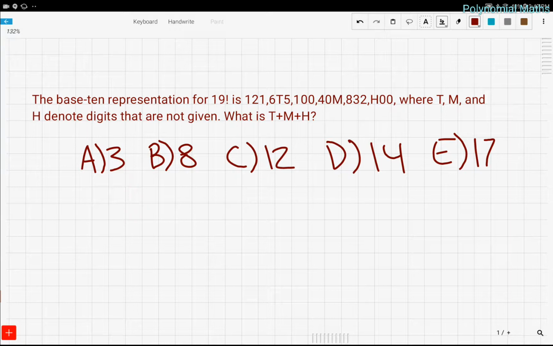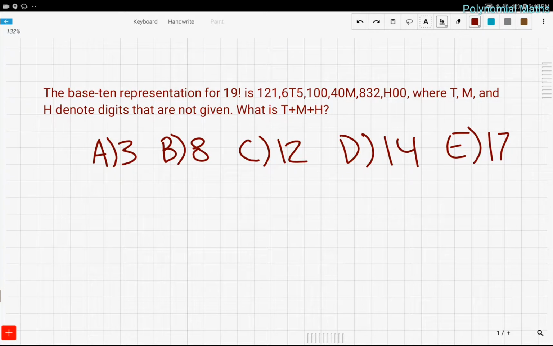The problem asks: the base 10 representation for 19 factorial is 121-6T5-100-40M-832H00, where T, M, and H denote digits that are not given. What is T plus M plus H? We're given 5 answer choices: 3, 8, 12, 14, and 17.